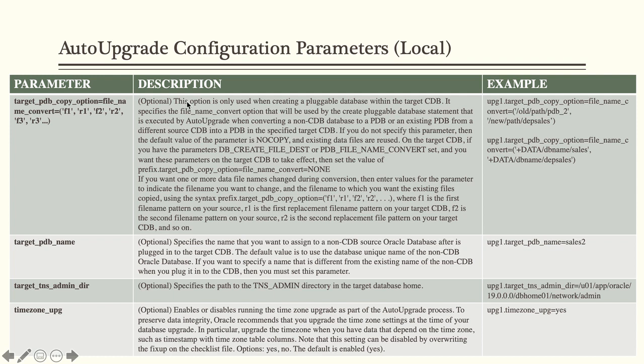This is an optional parameter, and it's only required if you want the PDB files to be copied over from one location to another as part of the upgrade. This option is only used when creating a pluggable database within the target CDB. It specifies what to do with the source files. Shall they be copied over? Shall they not be copied? If you say no copy, then this particular thing is not required. So I said let the data files be wherever they are. Just convert the database to a pluggable database as part of the upgrade or post-upgrade activity. So Oracle is not going to copy those files into a specific location.